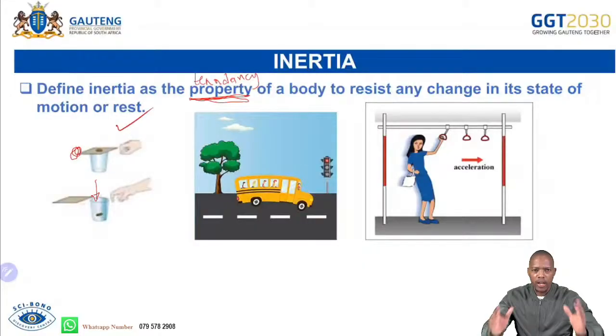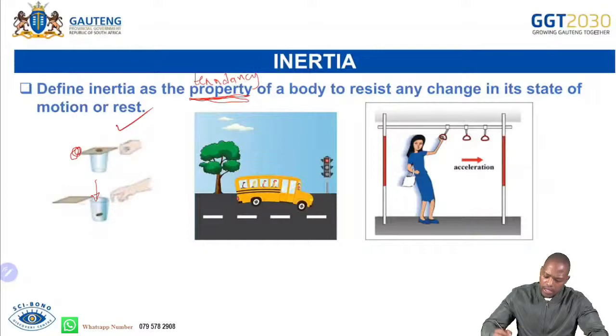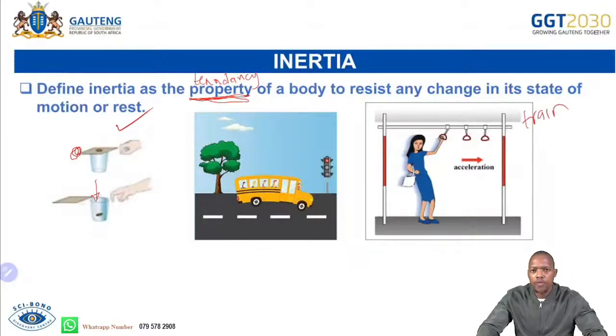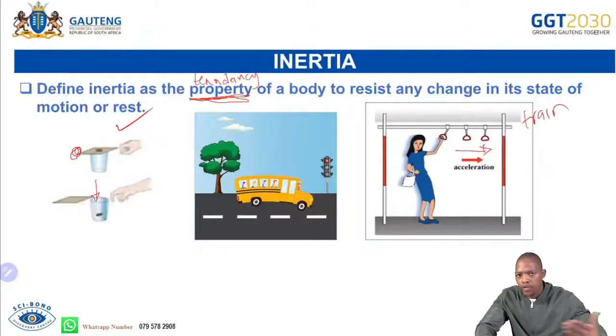This does not only happen when the car is moving forward, but sometimes you'll find that this happens when the car is starting. An easier example is if you have ever been in a train, like this lady here who is in a train and holding a handle. The train is not moving at first, and then suddenly the train starts to accelerate forward.